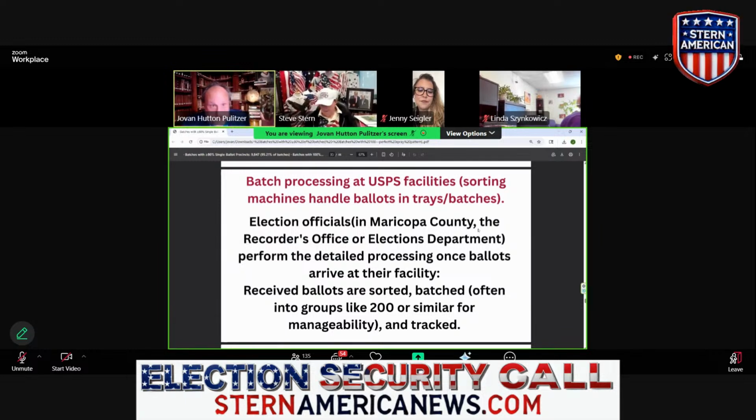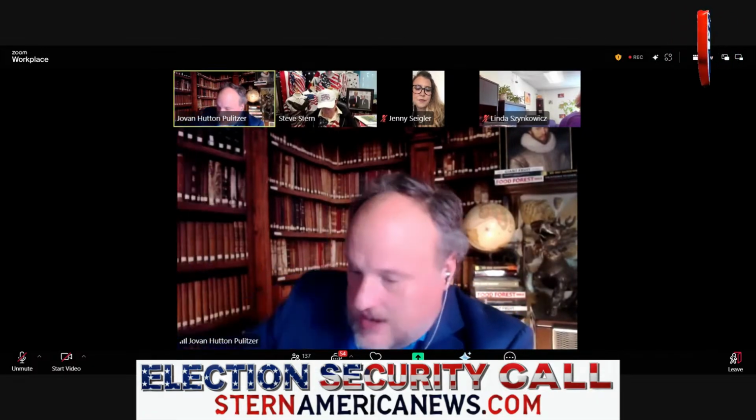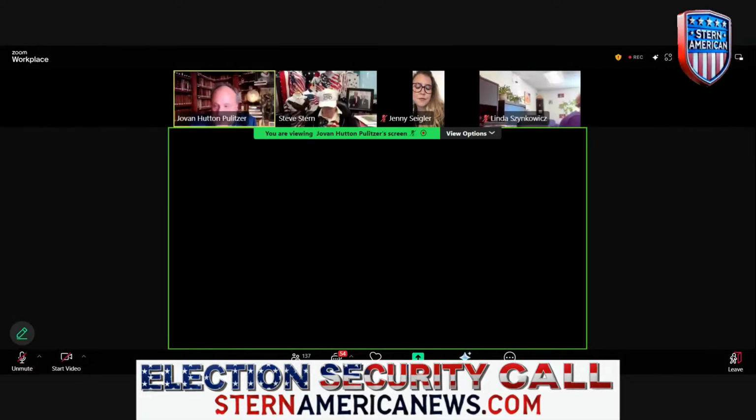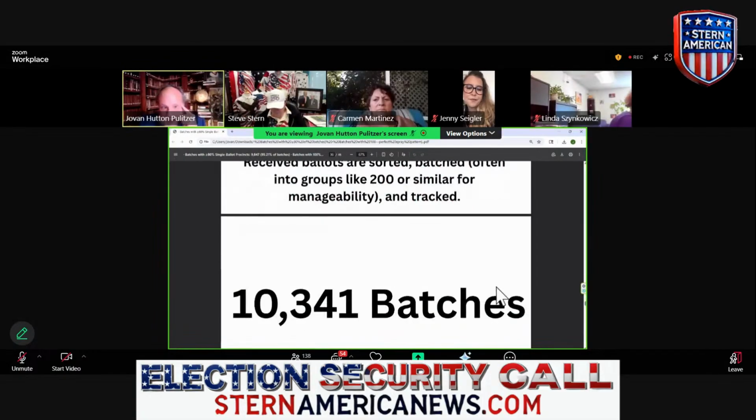So what we're supposed to understand is they get these big deliveries from the Postal Service. Here comes these tubs. Somebody at MTech reaches in, grabs 200 just so they can manage the load and say, okay, here's a batch. Well, MTech does not sort ballots by precinct at all. There is never a sort. And anywhere in the process, there's never a sort done.